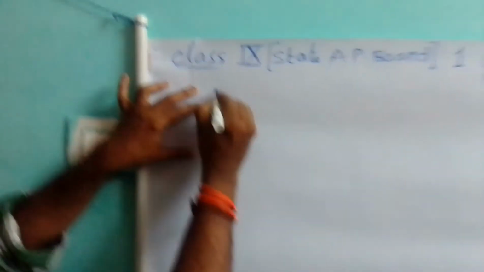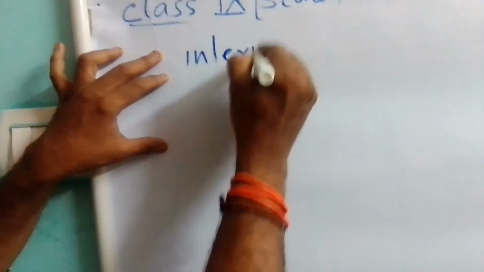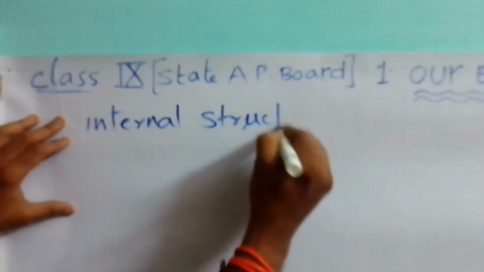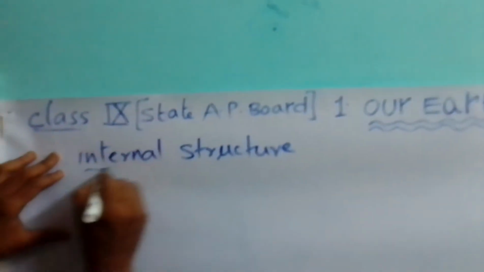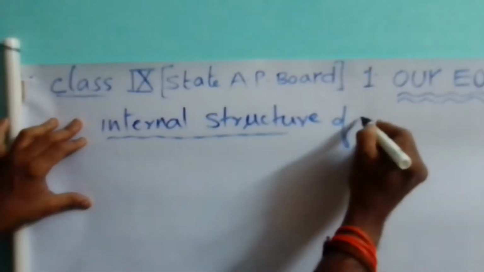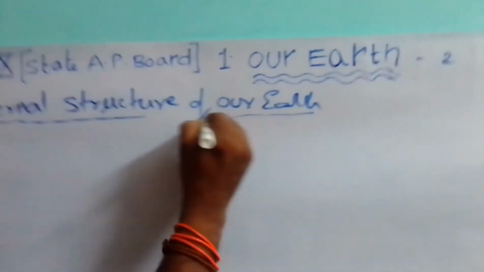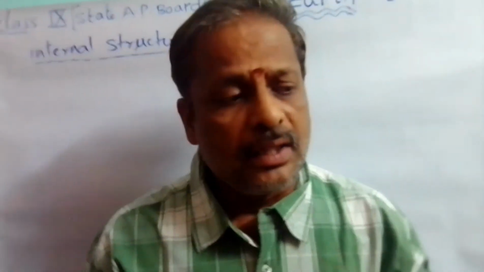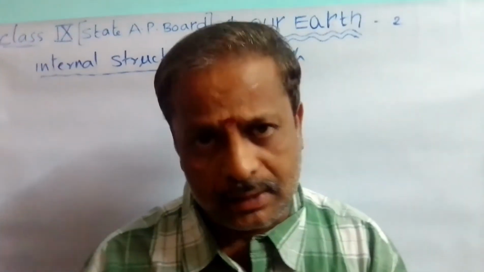See, today's lesson we are going to learn the topic: internal structure of our earth. So we know what is the meaning of internal structure. It means man has been trying for centuries to know what materials are located in the internal part of the earth.